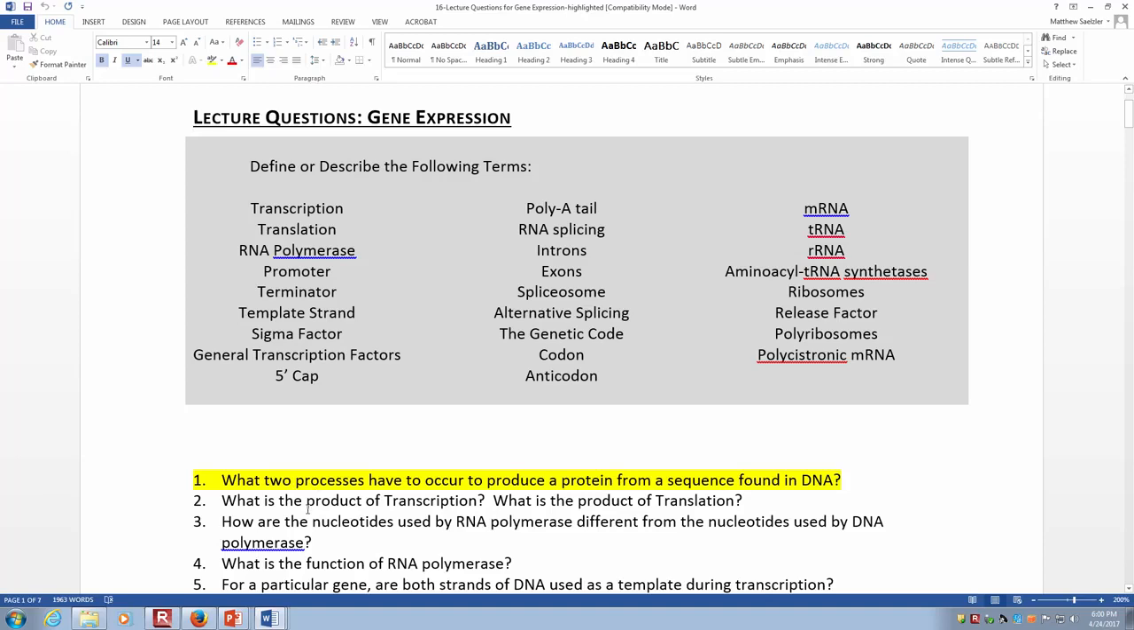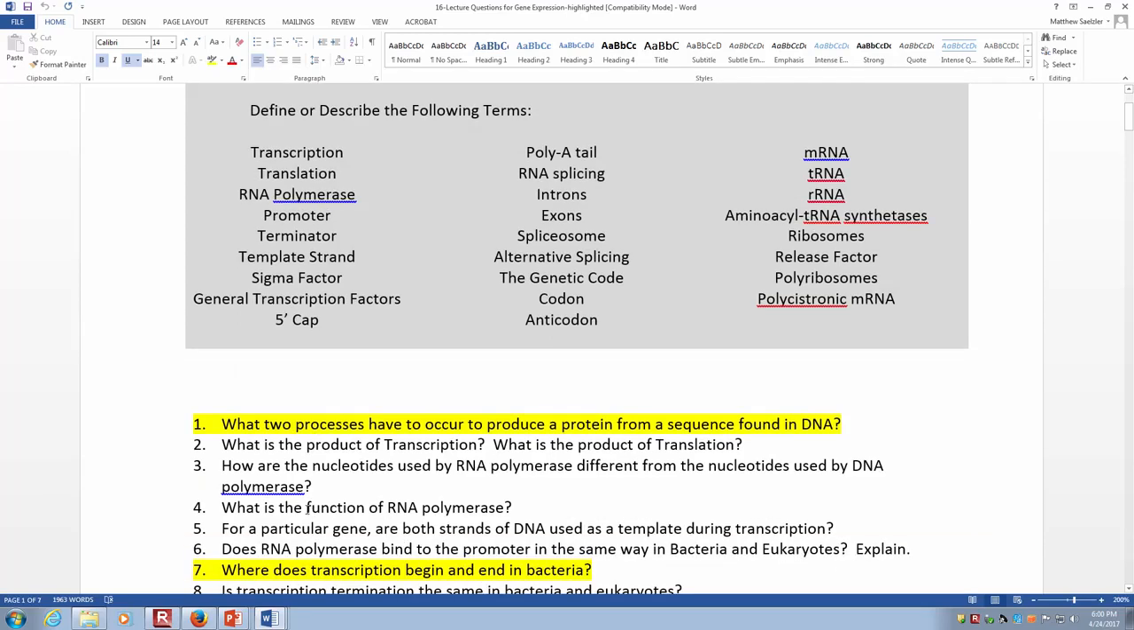The first question is, what two processes have to occur to produce a protein from a sequence found in DNA? Right, transcription and translation. And in that order too.